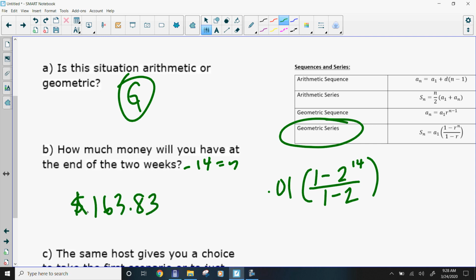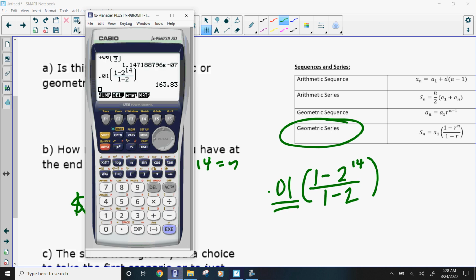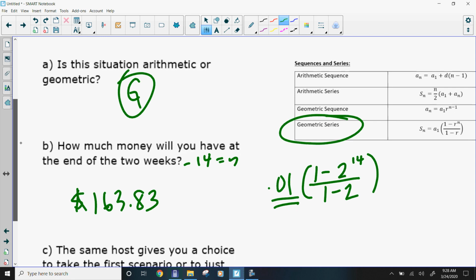Now, if you didn't put this 0.01 here, and this is what people did on the test, they're saying that it was $16,383, but you still have to divide that by hundreds because you didn't put the decimal. So you got to be careful with that.